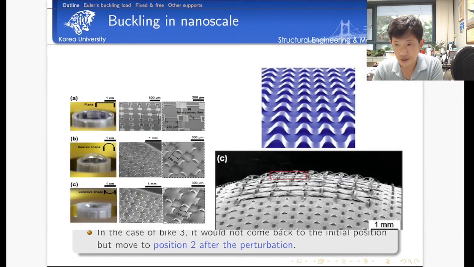So what is one more example? This is another example found in nanoscale. Recently people are developing stretchable devices. The Samsung foldable phone is one application of a stretchable device. Make sure that if you look at the sensor here, we have a sensor here.